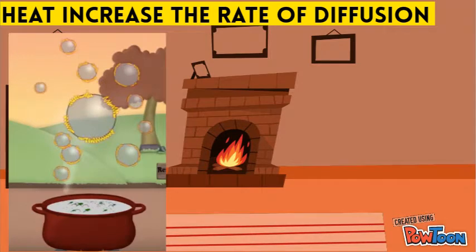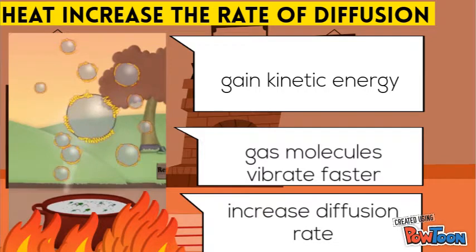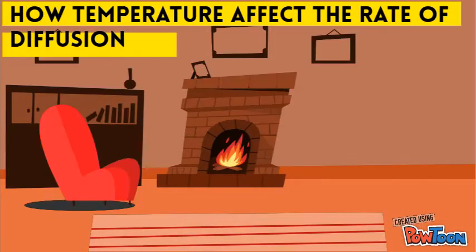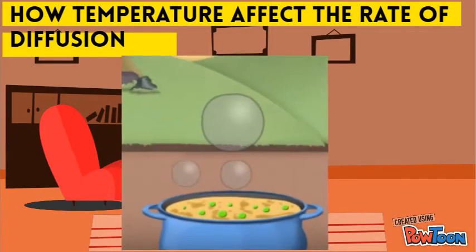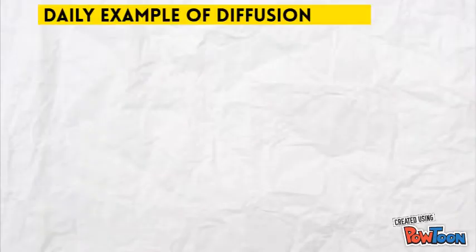This example also tells us a factor that increases the rate of diffusion. Heating food enables gas molecules to increase in temperature and gain kinetic energy. When gas molecules vibrate faster, it increases the diffusion rate. On the other hand, for cold food, the kinetic energy of gas molecules decreases. That's why they do not vibrate as much, and thus the rate of diffusion decreases. Therefore, we cannot smell the food from a distance.